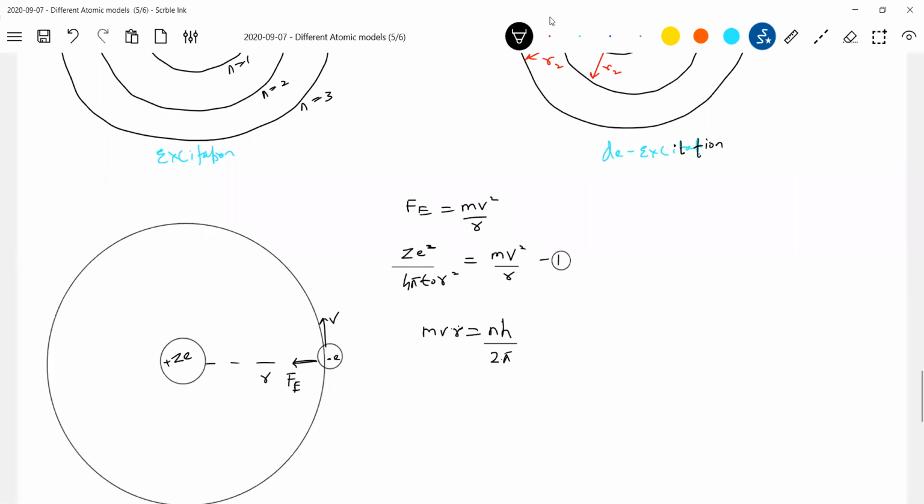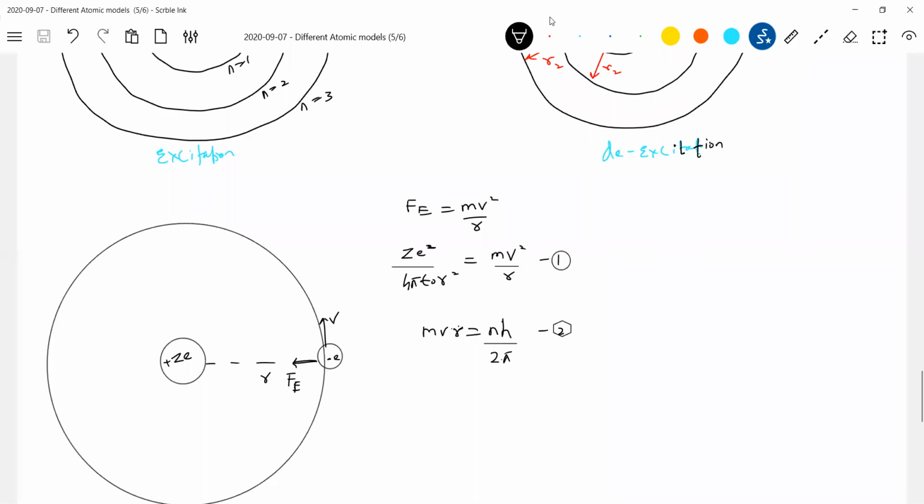Okay, let's get into mathematics now. There are two equations with two unknowns. Let's solve for v and r and we'll get the expression. These are Bohr's postulates. Angular momentum is an integral multiple of nh by 2 pi. After solving this, shall I directly write the derivation?